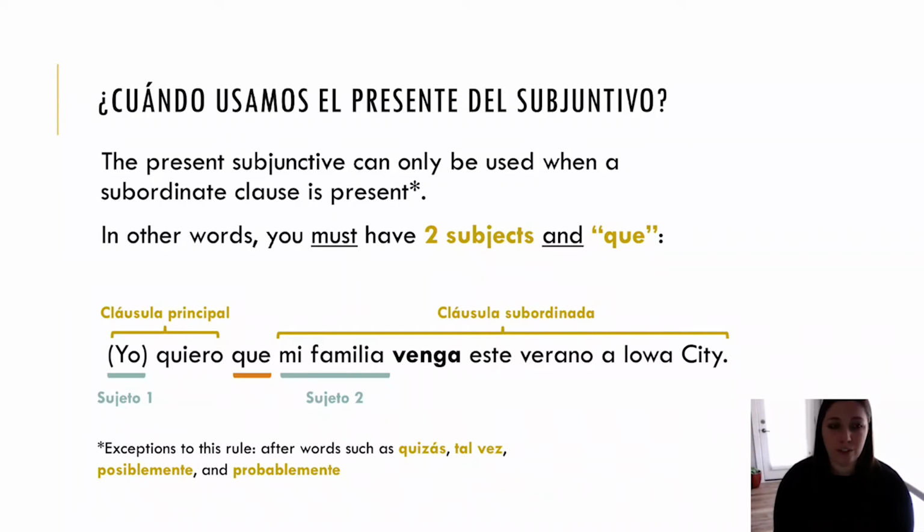So in other words, for a subordinate clause, what we mean is you need to have 2 subjects and the word que. You have to have all 3 of those things. So in our example sentence here, we have Yo quiero que mi familia venga este verano a Iowa City. So my 2 subjects, the first one is yo. My second one is mi familia, and the que connects those 2. The 2 clauses and the 2 subjects.